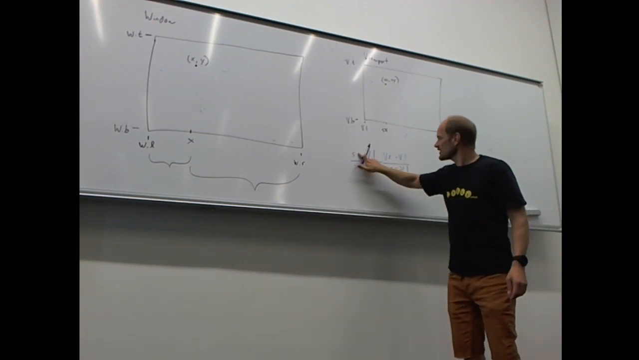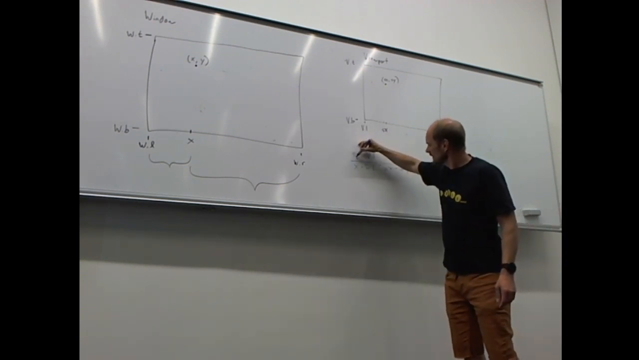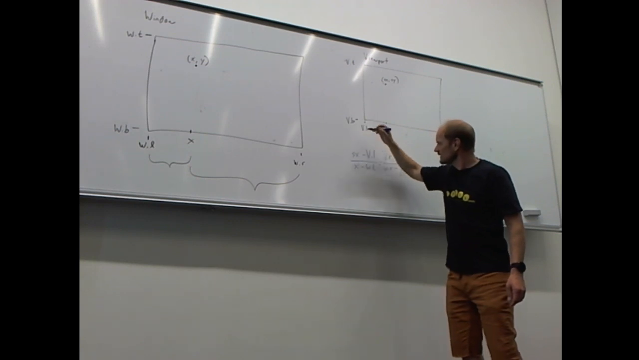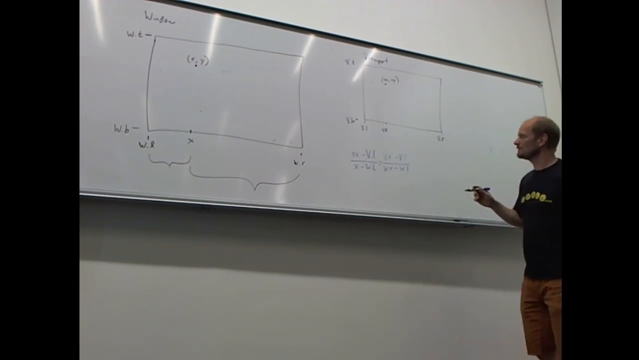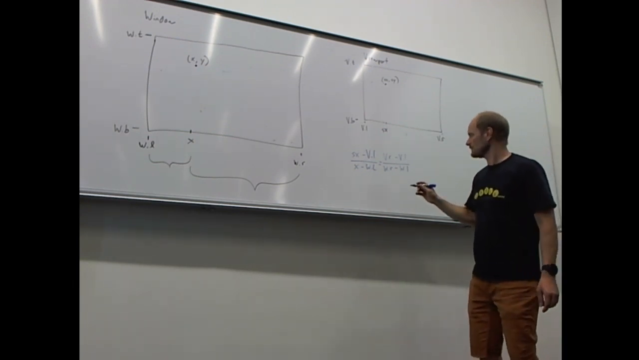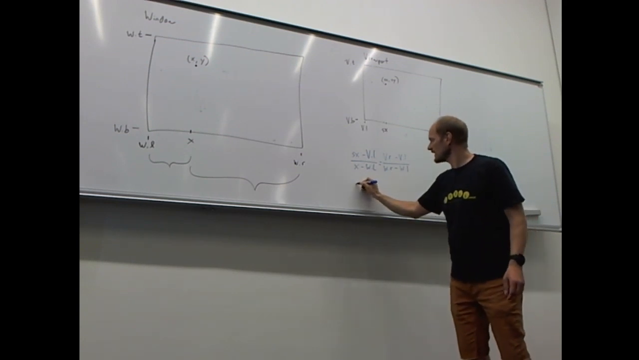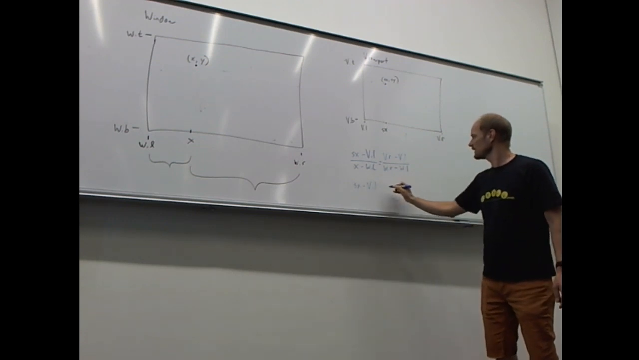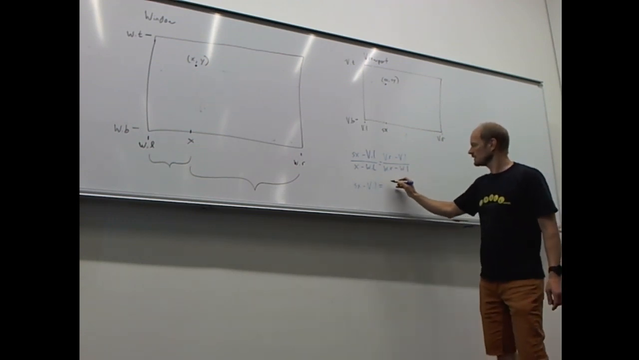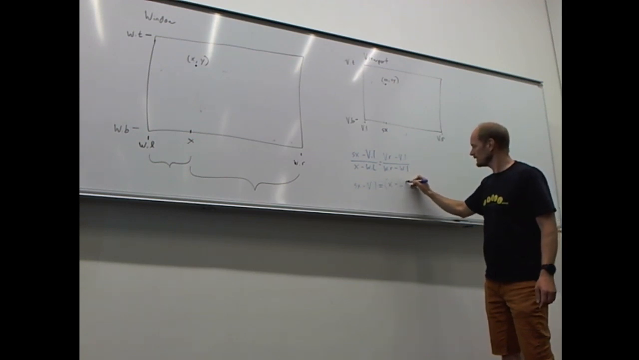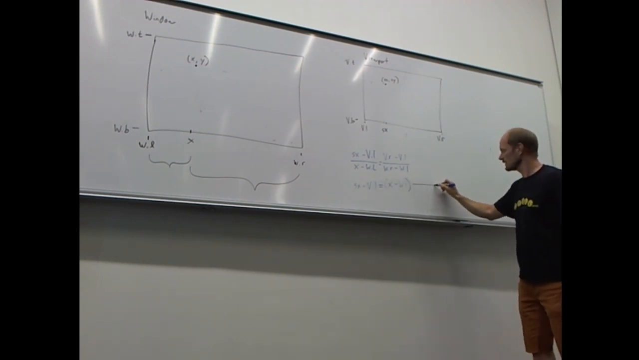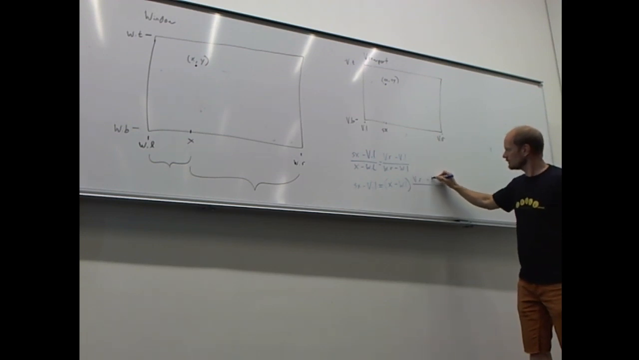It's not s dot x, it's just Sx. So can I math this somehow and make it true? I can at least say then Sx minus viewport left equals x minus window left times viewport right minus viewport left.